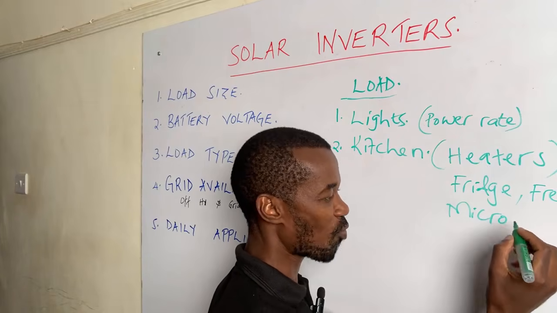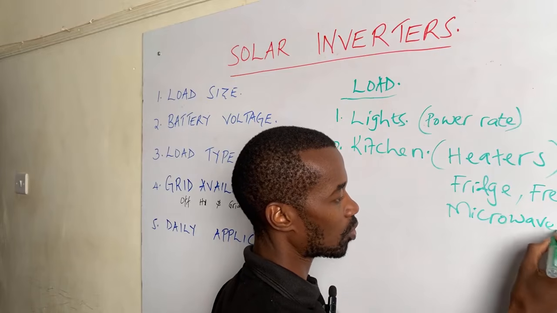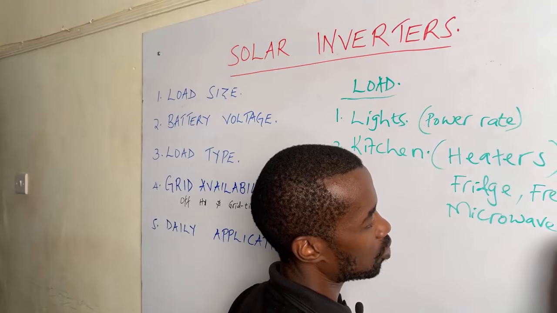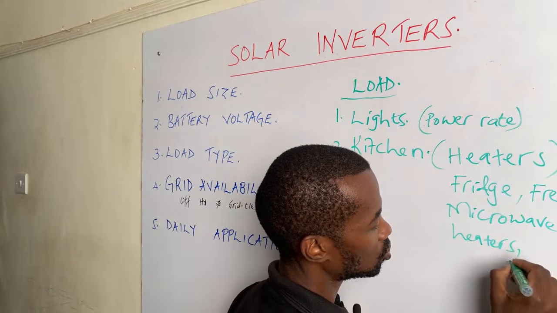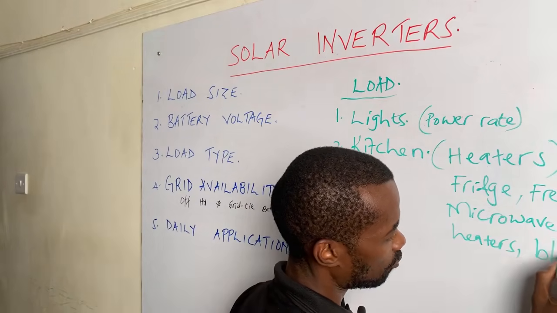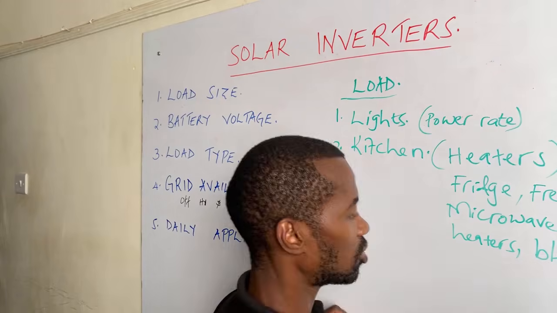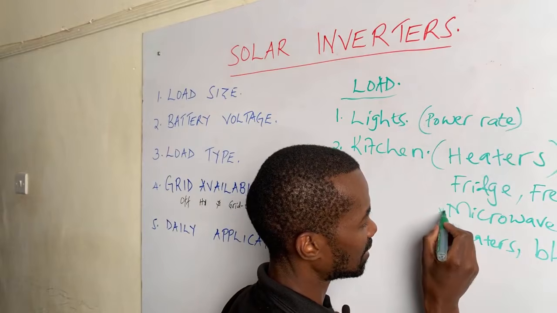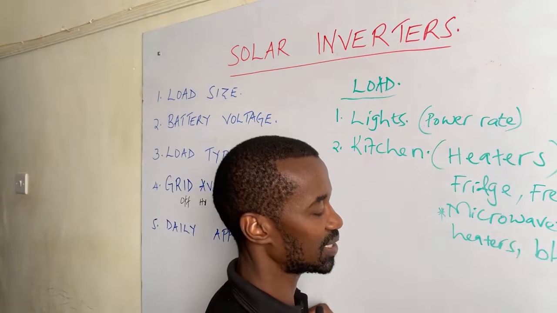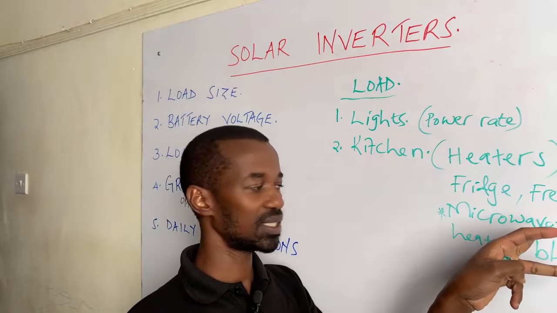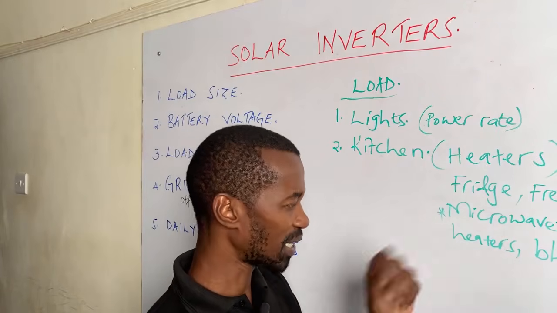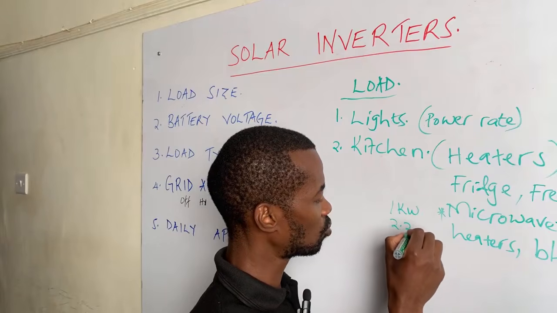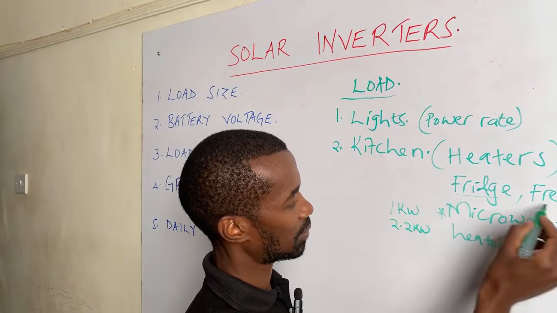Does it heat or does it warm food? Microwave, right? We also have other appliances in the kitchen, such as water heaters, right? And we also have something like a blender, which definitely does not consume a lot of power. But what will definitely take a bigger chunk is the microwave. What is the capacity of that microwave, or what is its power rate in terms of wattage? All right. Is it 1 kilowatt? Is it 2.2 kilowatt? What about the fridge? What about the freezer, right?